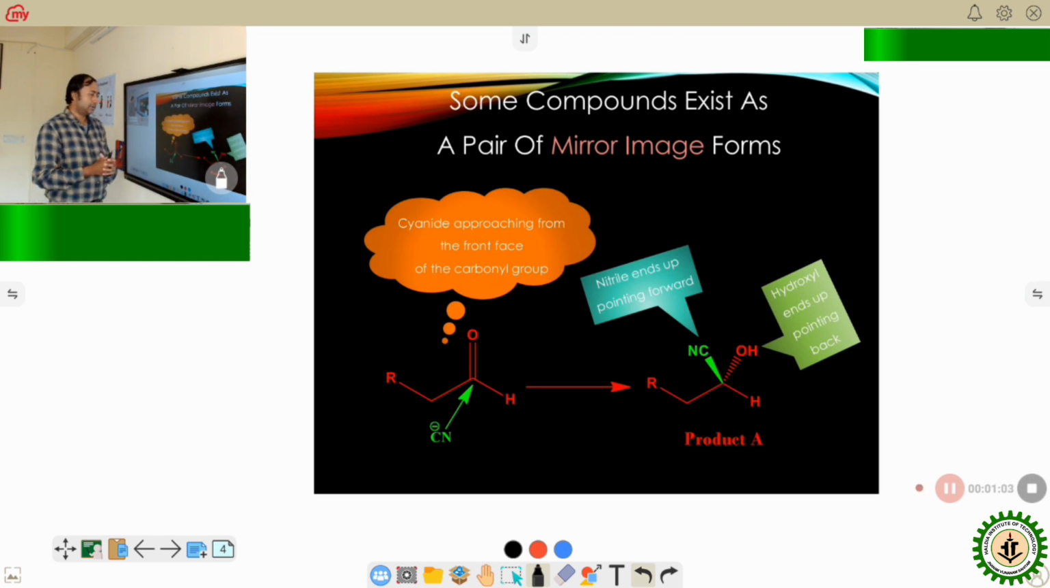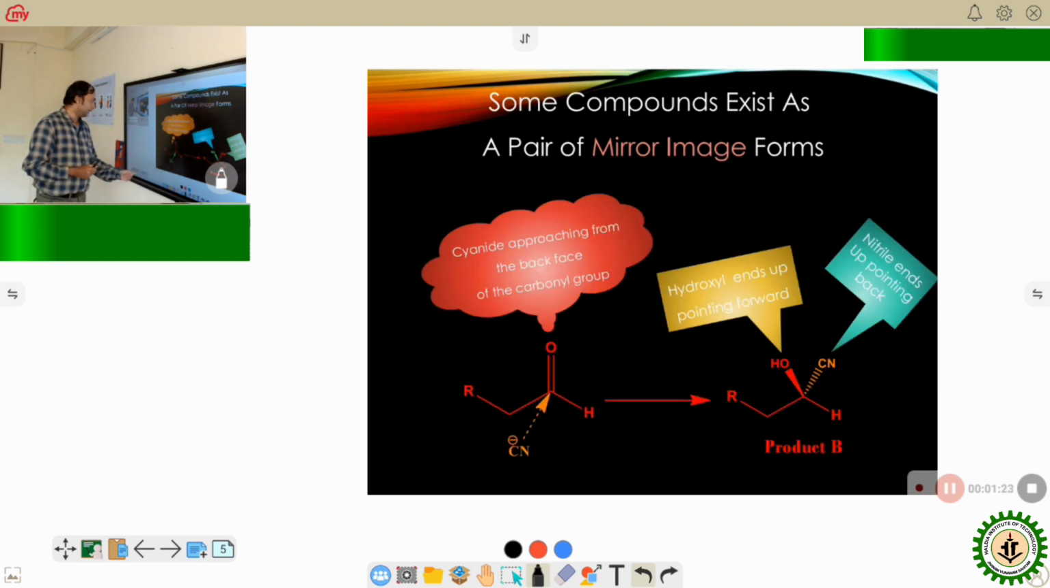So what happens if the cyanide is approaching from the top? If it is approaching from the top, then the cyanide, the nitrile group, ends up above the board, and the hydroxyl group ends up behind the plane of the board. In the other case, where cyanide approaches from the back face of the carbonyl group, the hydroxyl ends up on the top of the plane of the board, and the nitrile ends up pointing back.